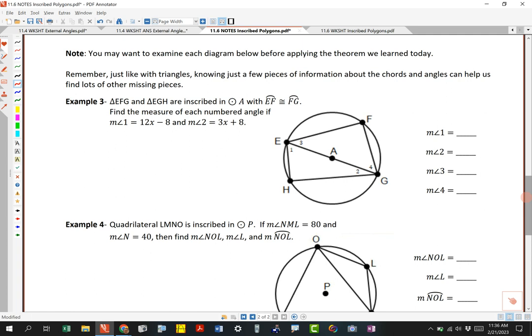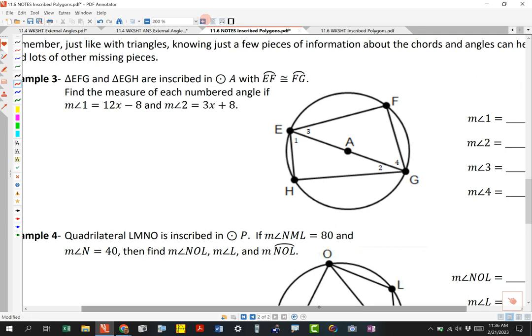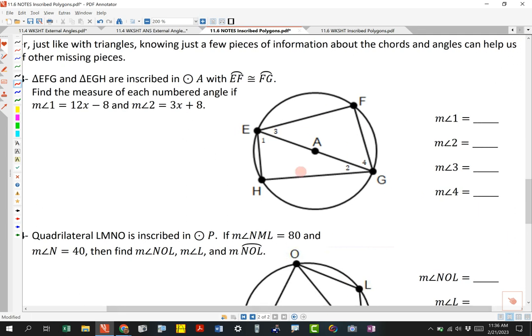Okay, so I'm going to zoom in on this one just a little bit. We've got an inscribed quadrilateral. It says that inside that circle A, the center's A, arc EF is congruent to arc FG. EF congruent to FG. And it says find the measure of each numbered angle if angle 1 is 12x minus 8 and angle 2 is 3x plus 8.